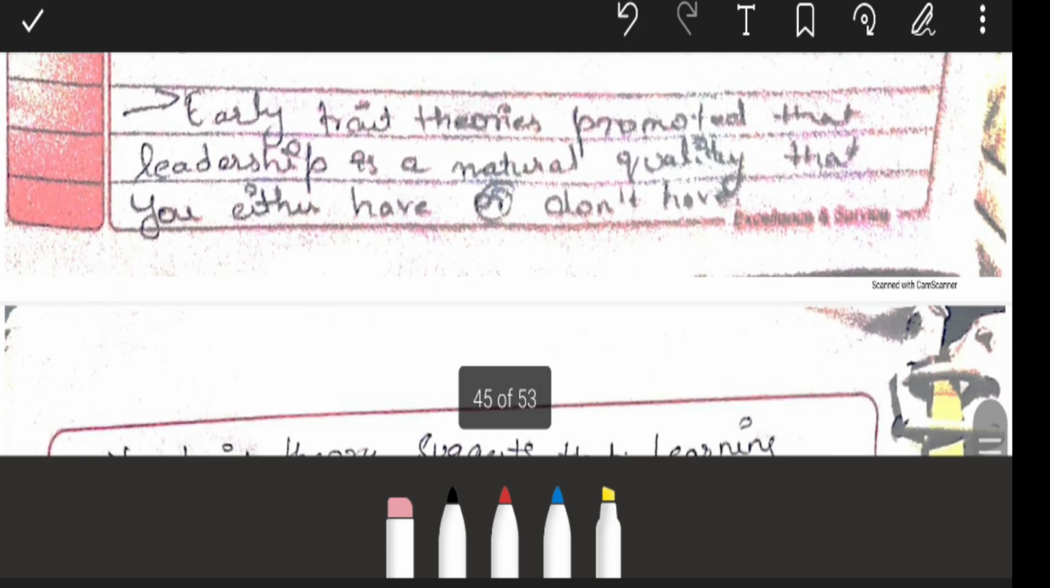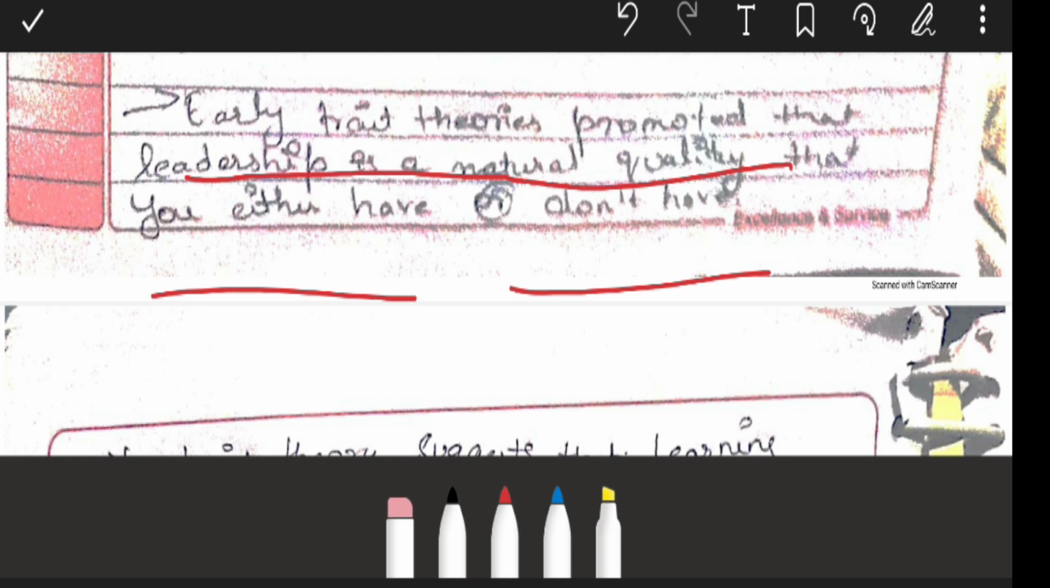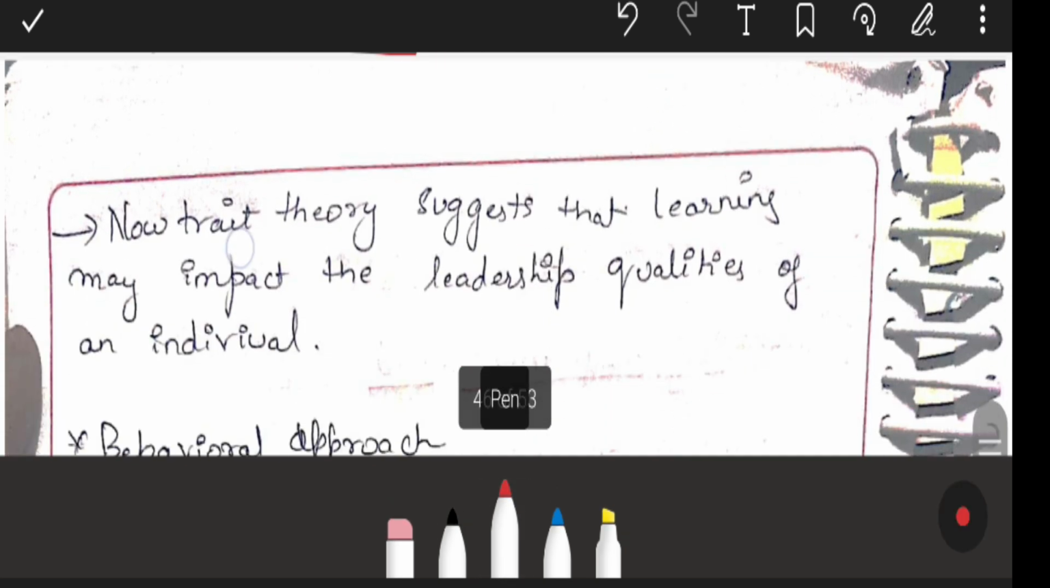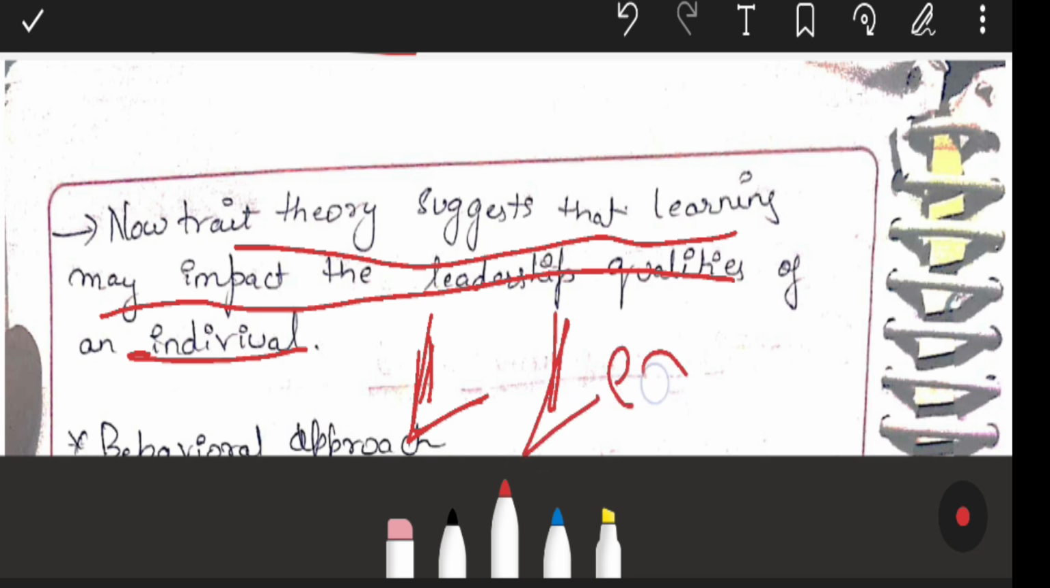Okay, the early trait theory. Previously, trait theory suggested that leadership is a natural quality, and not every person will have leadership qualities. That's the simple definition. Now the trait theory suggests that learning may impact the leadership of an individual. Firstly, they said that leadership is a natural quality, and not every individual will have leadership qualities. Now they suggest that learning will improve the leadership quality in a person.